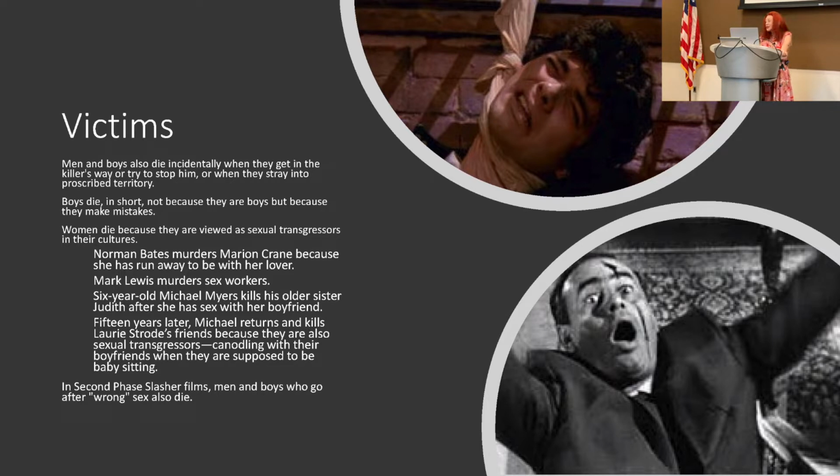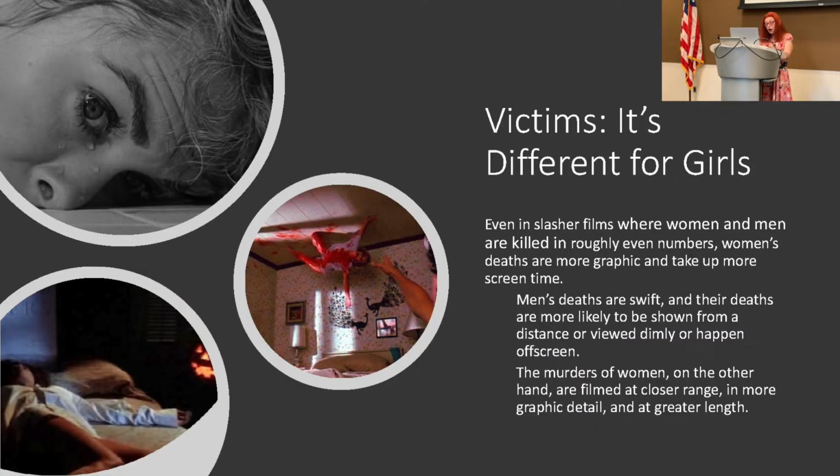In Halloween, 6-year-old Michael Myers kills his older sister Judith after she has sex with her boyfriend, and then comes back 15 years later to kill Laurie Strode's friends, especially her female friends who are all busy having sex with their boyfriends that night instead of babysitting like they should be. So, these are some of the killer's victims. But it's different for girls, because women and men are killed differently. There's Tina being killed all over the place. The men are just kind of dispatched quickly. The women are killed in this really graphic detail. And it kind of looks like they're being punished for wrong sex.